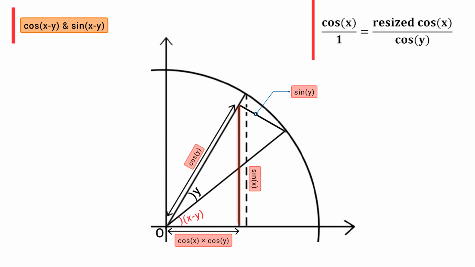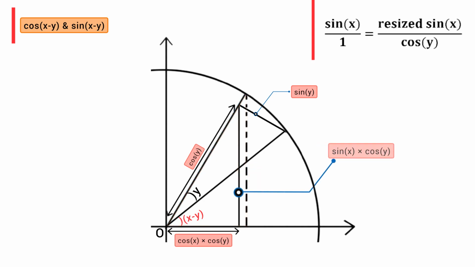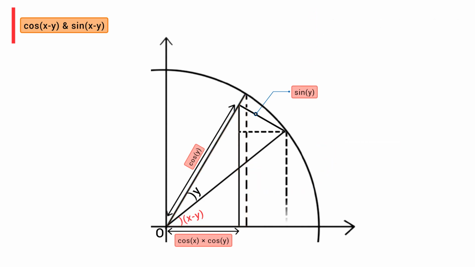Similarly, the sin x side is also resized, and by using the similar triangles concept and equating the ratios of the hypotenuse and the opposite sides, we get the length of the resized side to be sin x times cos y. In the next step, we can notice that these two are alternate angles and hence must be equal.